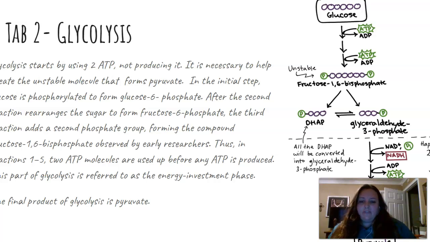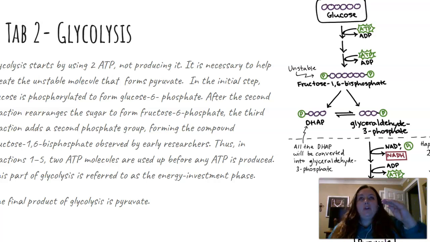What they started to find is that in reactions 1 through 5, 2 ATP molecules are used up before any ATP is produced. So they were realizing the importance of that ATP. This part of glycolysis is referred to as the energy investment phase. And the final product of glycolysis is pyruvate.